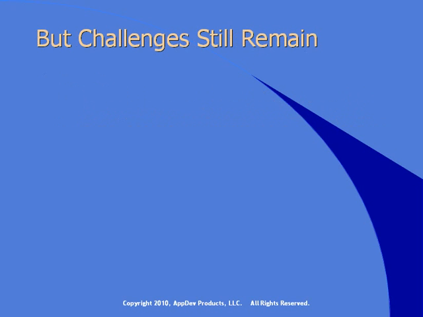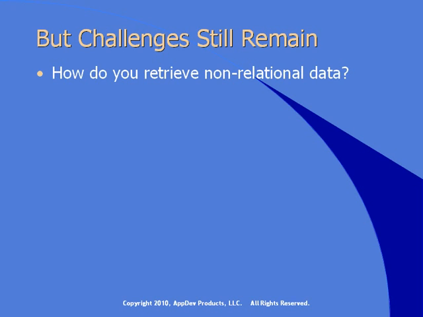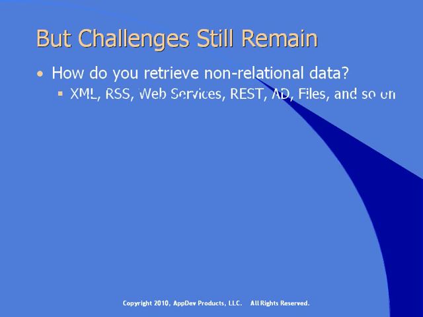But challenges still remain. How do you retrieve non-relational data? Maybe you want to work with XML data or data coming from an RSS feed, data retrieved from a web service or a REST service, Active Directory. Maybe you have to interact with files in the file system or other non-relational data. Well, object relational mapping really isn't meant for that sort of behavior.